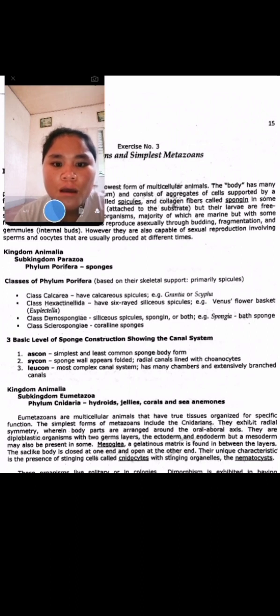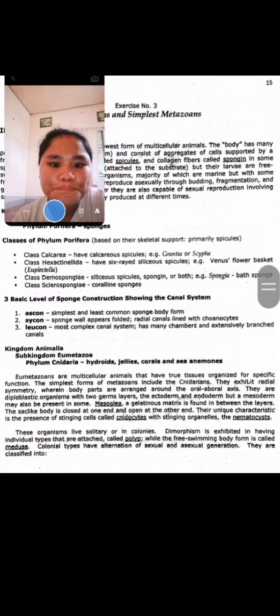Simple forms of metazoans include cnidarians. They exhibit radial symmetry, wherein body parts are arranged around the oral-aboral axis. They are diploblastic organisms with mesoglea, a gelatinous matrix found between the layers, and stinging organelles called nematocysts.